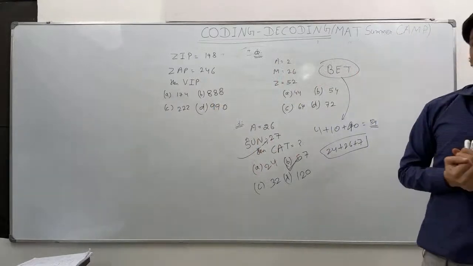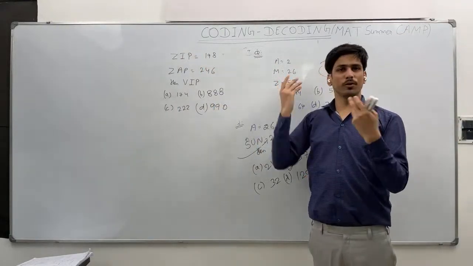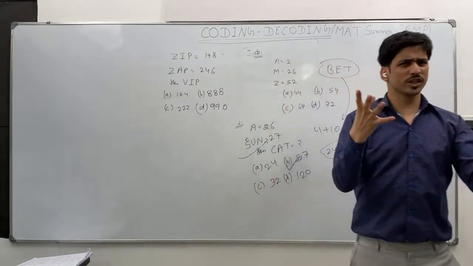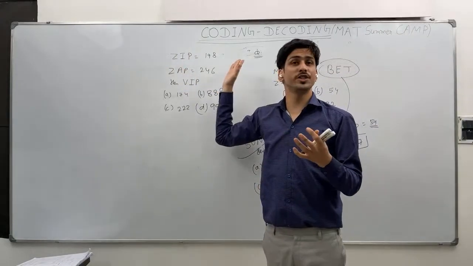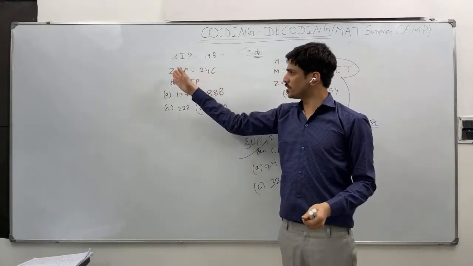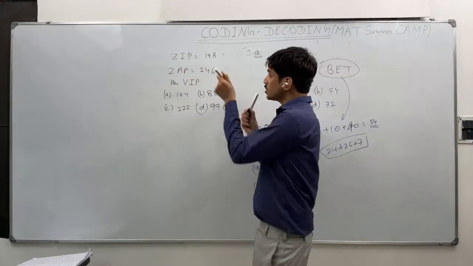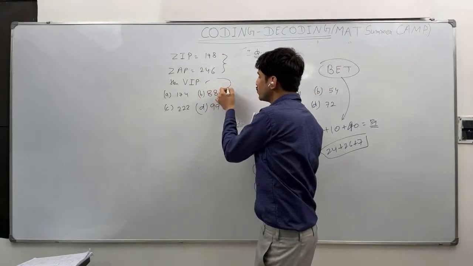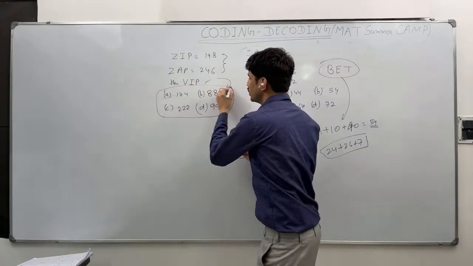Question is clear. What are they telling? ZIP is equal to 198. But there is some logic. It's not like the sum of all the digits, sum of all the ranks. It may be something else. And ZAP also, likewise, is given. So based on this logic, you have to identify what VIP is going to be, out of these 4 options.